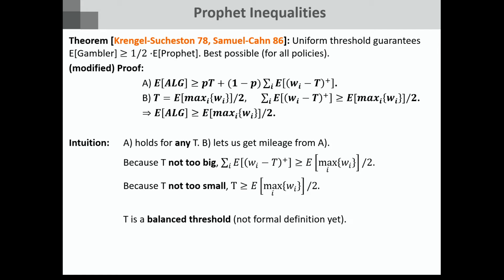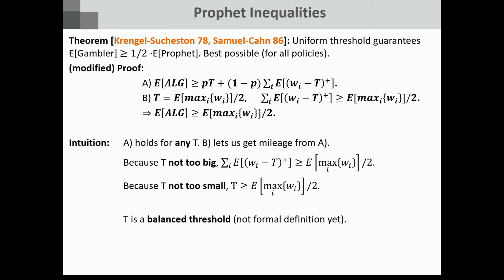So what just happened? This being able to lower bound what you get with p times a threshold plus 1 minus p times a surplus, this holds for any choice of threshold. Okay, but the choice of threshold is what let us get mileage out of it, and the point is that we have no control over the value of p.